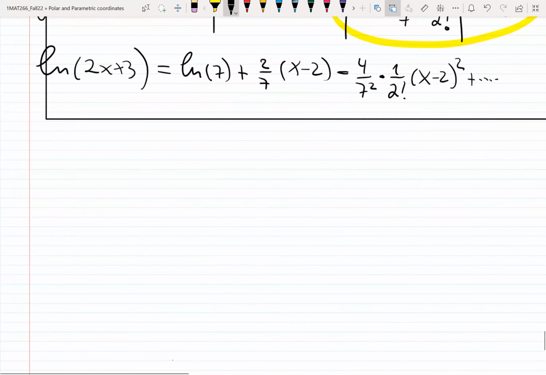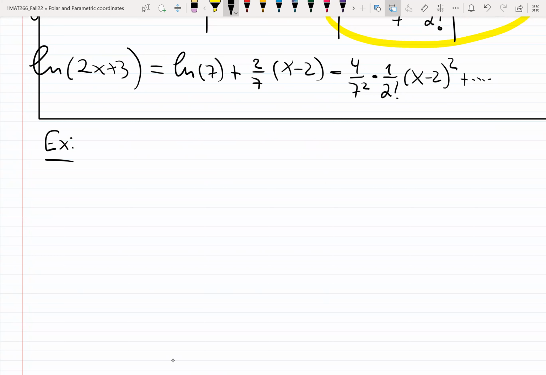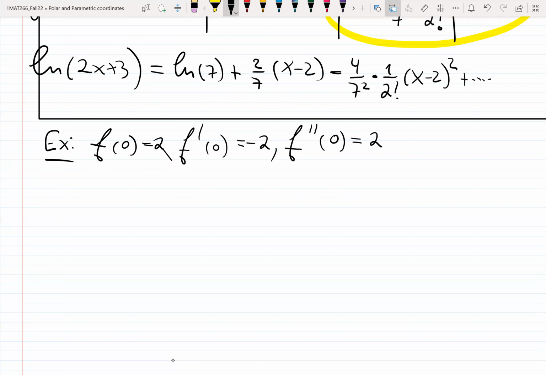Here we are, example 2. What if I told you that the original function at 0 is 2, the first derivative at 0 is minus 2, the second derivative at 0 is 2, the third derivative at 0 is 0, and the fourth derivative at 0 is 7. Can you build a Maclaurin series?